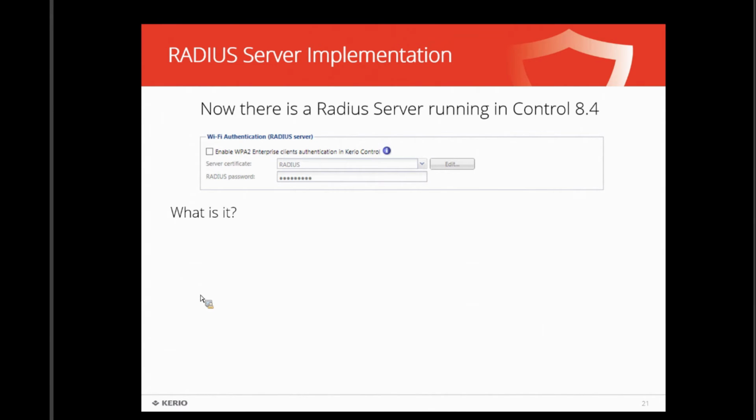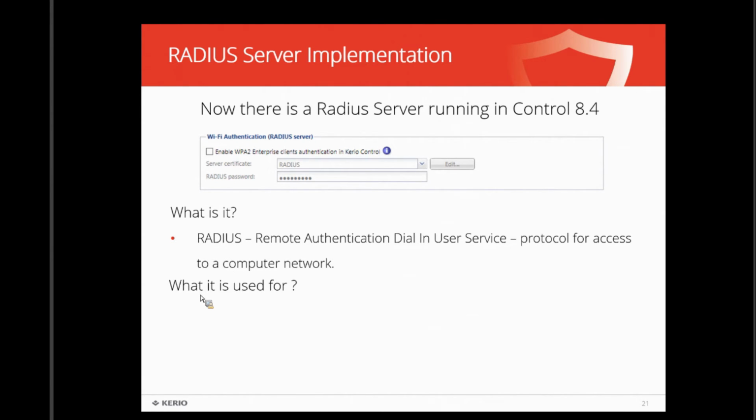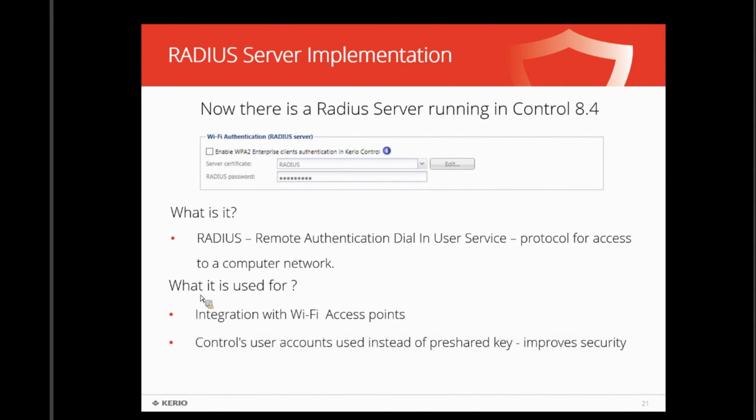So what is the Radius server in Kerio Control? It is Remote Authentication Dial-In User Service. It's just a protocol for accessing a computer network. And what is it used for? First of all, integration with wireless access points, but not only with them. Actually, the Radius server in Kerio Control is based on the standard 802.1x protocol, and it can be used not only for wireless access but also for wired access. So you may integrate the Radius server in Kerio Control with any wired network switch supporting this protocol.